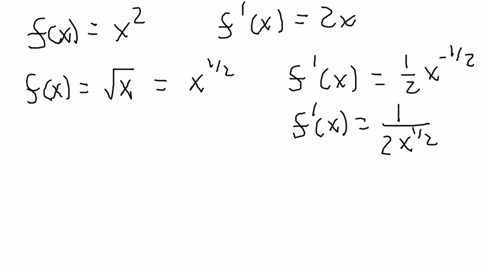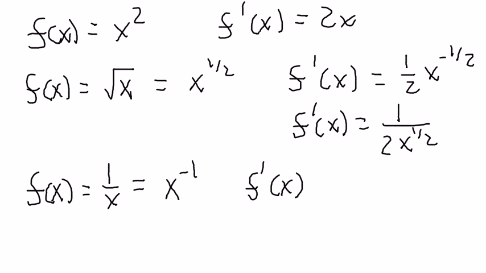Same thing with fractional exponents. If you have something like f of x equals 1 over x, write that as x to the negative 1 power. And then when I take the derivative, f prime of x, I'm going to bring that negative 1 down. So it's negative x to the negative 2, which I write as negative 1 over x squared.